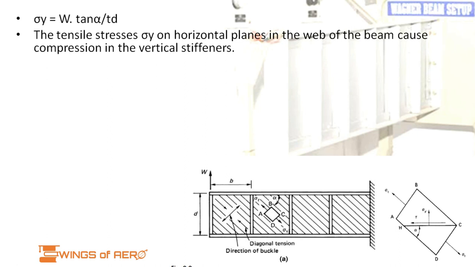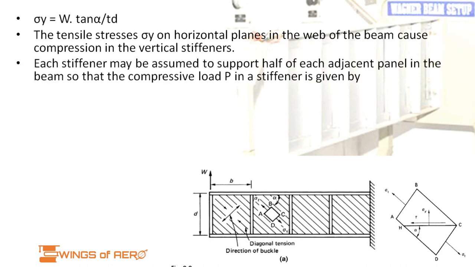This tensile stress sigma y on a horizontal plane of the web of a beam causes compression in the vertical stiffeners. Each stiffener may be assumed to support half of each adjacent panel in the beam. So the compressive load P in a stiffener can be given as P equals sigma y into TB, that is the stress into the cross-sectional area. Substituting the value of sigma y, we get P equals WB tan alpha by D.